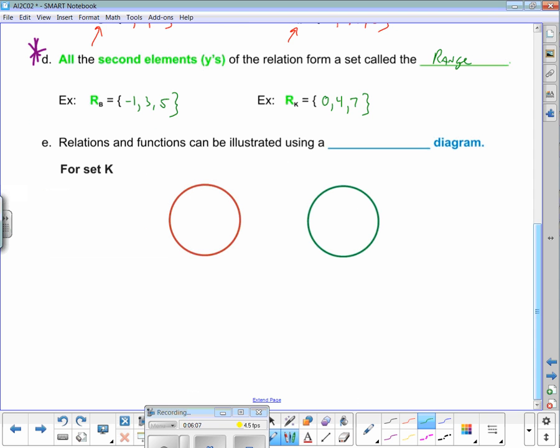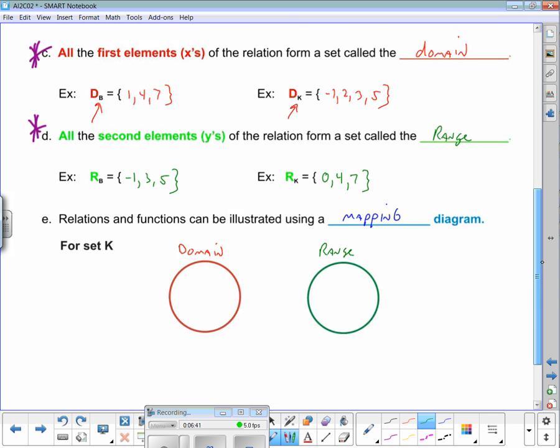Then relations and functions can be illustrated using a mapping diagram. A mapping diagram is simply a picture of the set. Usually it's circles, but it could be rectangles, triangles, really any kind of shape. The left is the domain, and it's always good to label, and the right is the range.